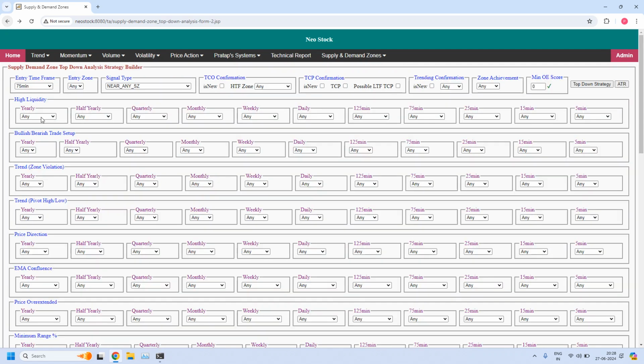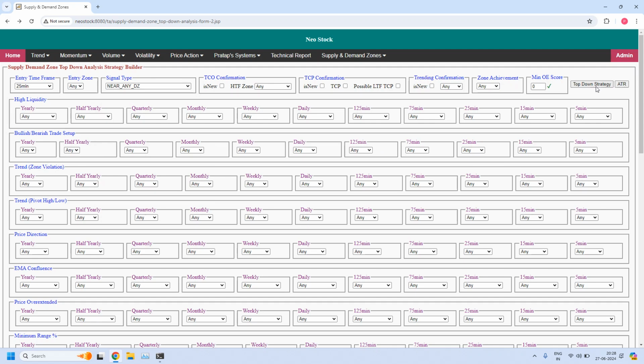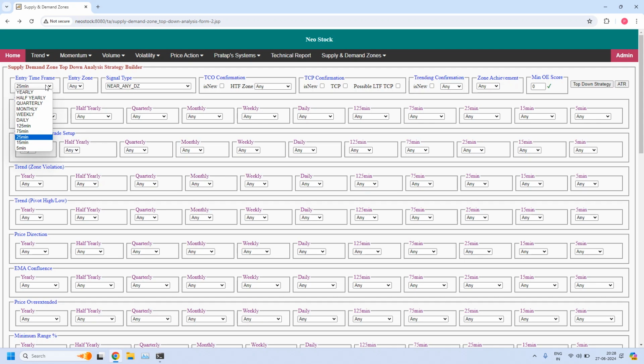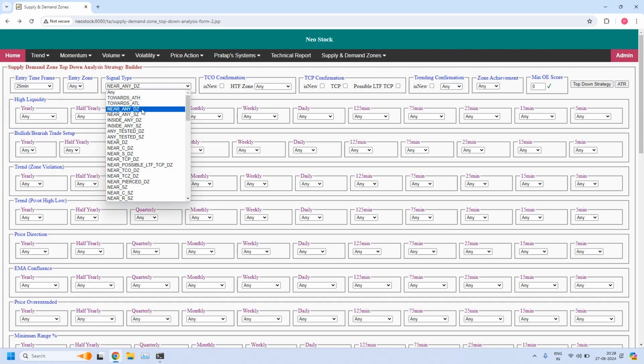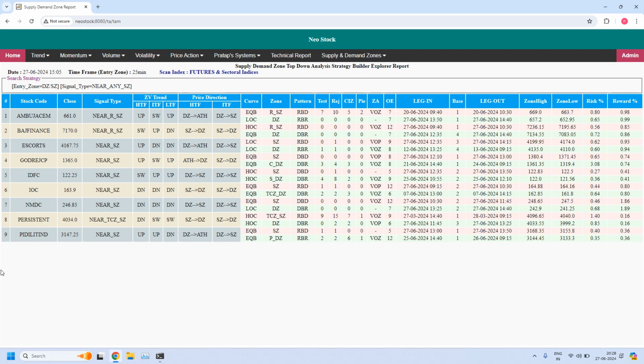Okay, now let's go back. Changing the time frame to 25 minutes. Let us find the stocks near 25 minutes demand zone. 6 stocks are filtered. Going back, for 25 minutes time frame, let's find the stocks near 25 minutes supply zone. 9 stocks are filtered.